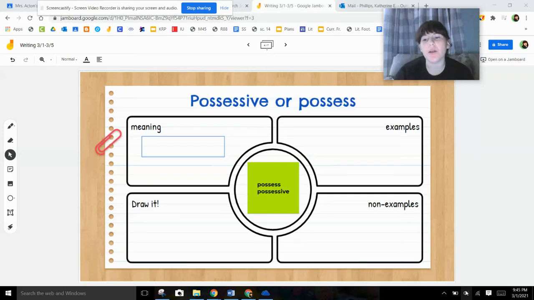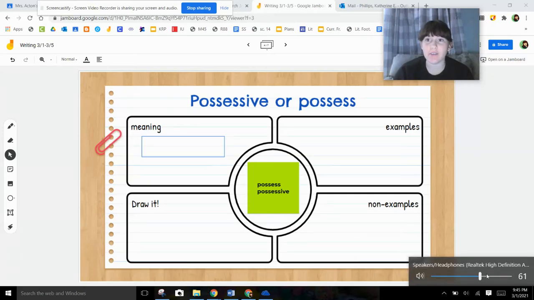All right, so let's talk about the words possessive and possess. Whenever we're talking about these words, they mean the same thing. You can actually see if you chop off the IVE at the end, possessive has possess at the very beginning of it. So basically, the meaning of the word possess.